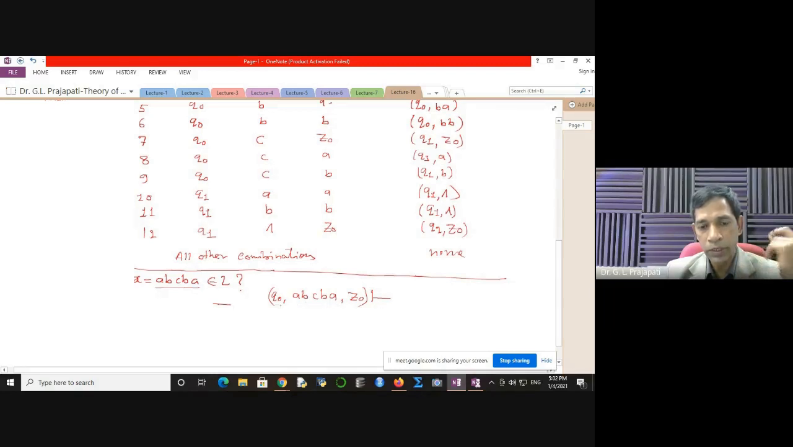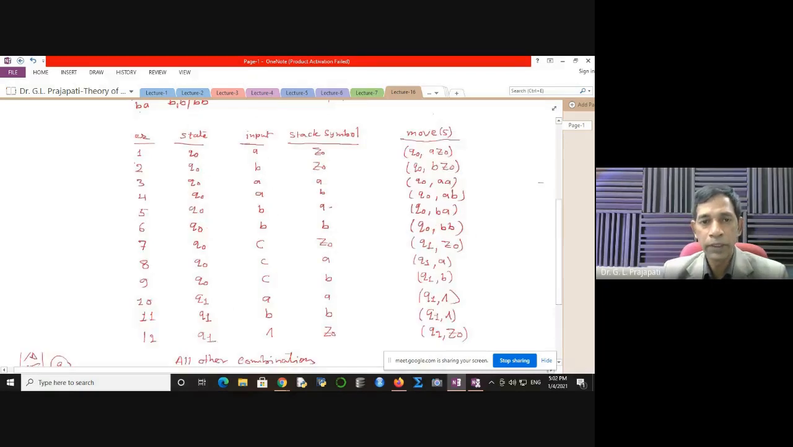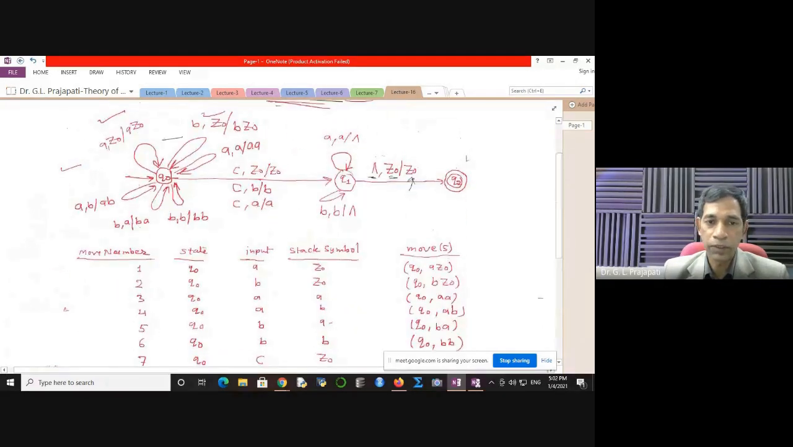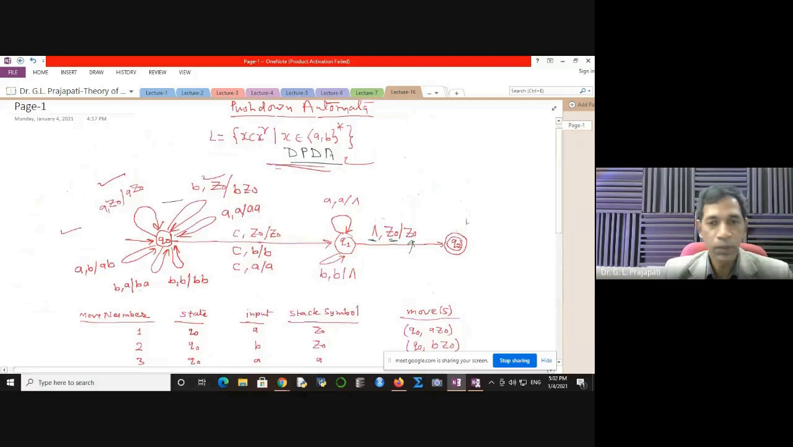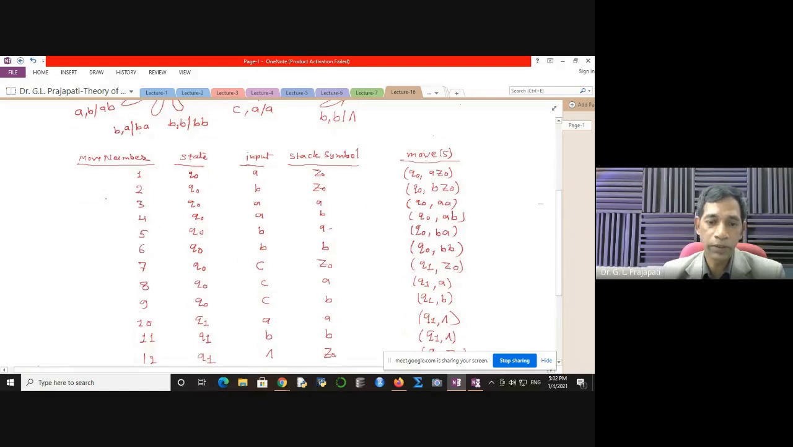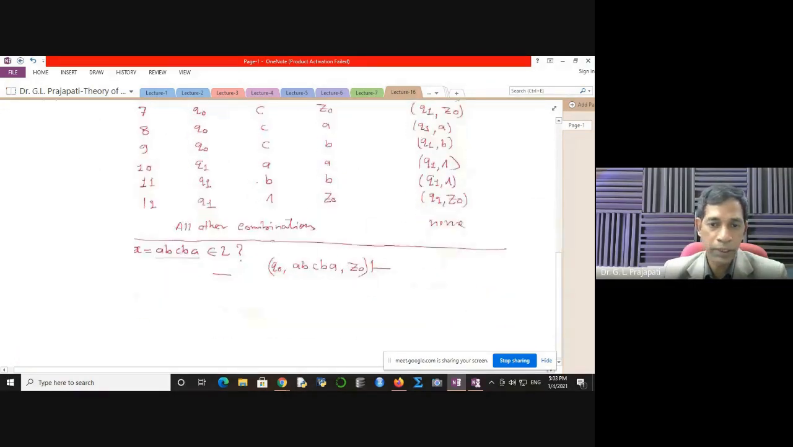So what you can do? You are in the state Q0. According to the transition table, you can refer to the transition table, or you can refer to the transition diagram. This is the transition diagram. So once somebody asks you to construct the PDA for some given language, this means you can construct either the transition diagram, or you can construct the transition table. This is the transition table of the PDA. So there are two ways: either you can go for the transition table, or you can construct the transition diagram. You can refer to whichever you have constructed.